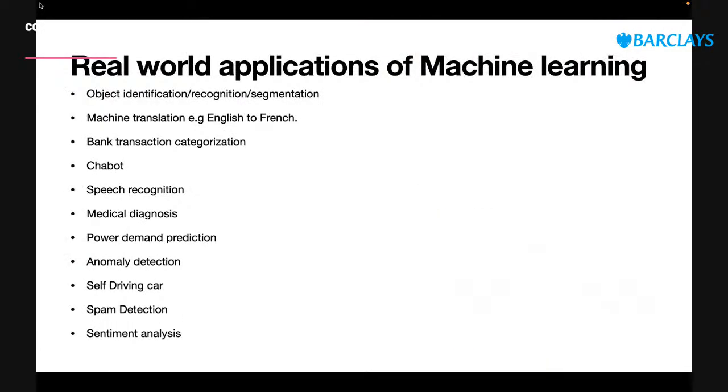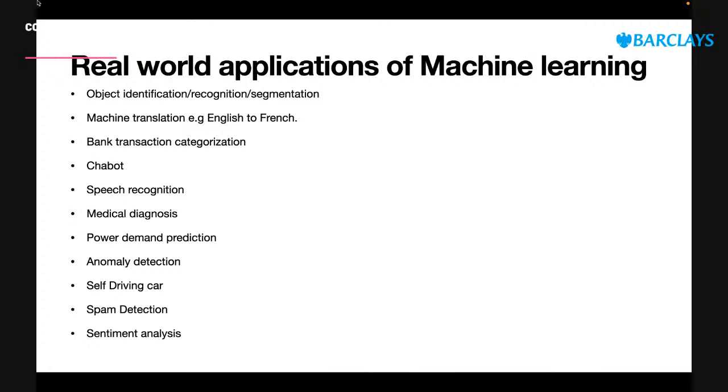There are some more examples of machine learning. So see, it's not limited to some problem. In my day-to-day life, I can correlate many things which are now driven from normal coding to machine learning. For example, object identification, recognition, and segmentation. Machine translation, like from English to French or from any language to any other language.